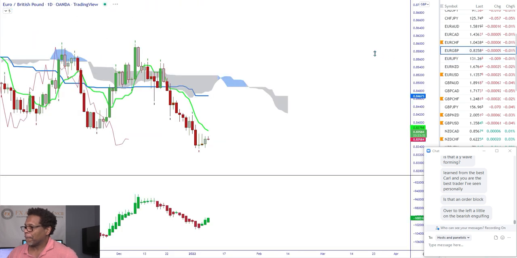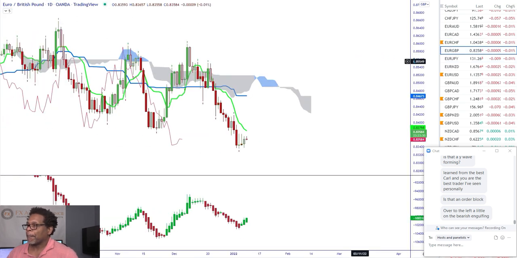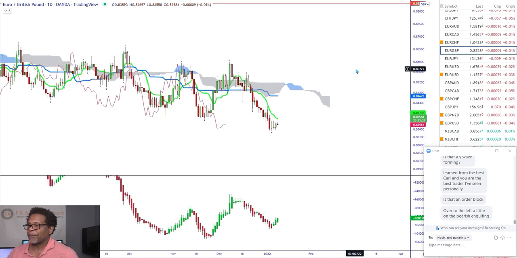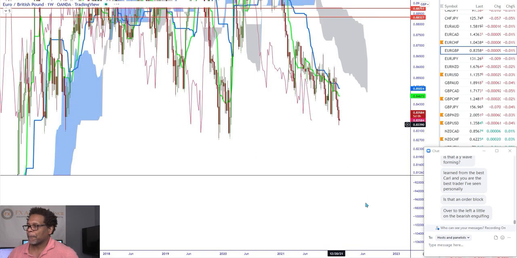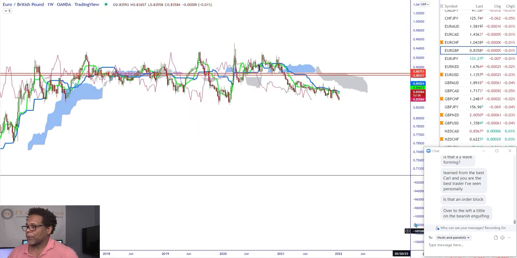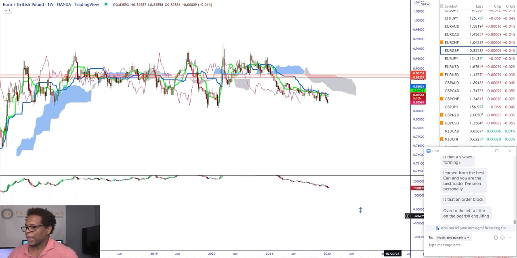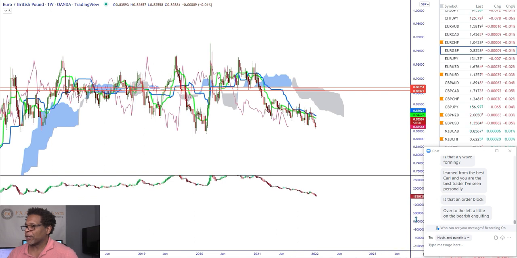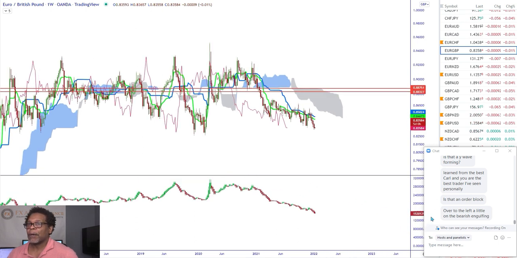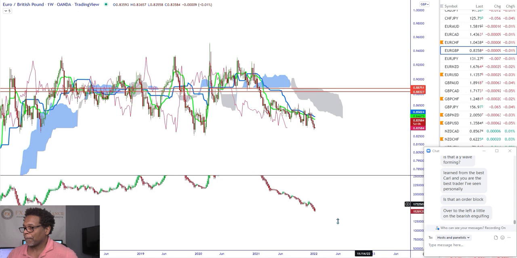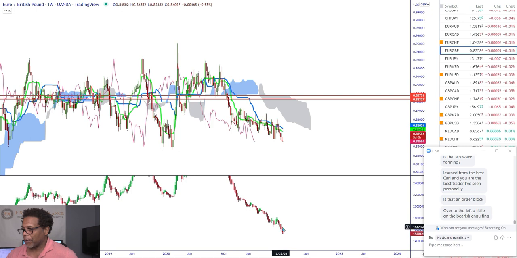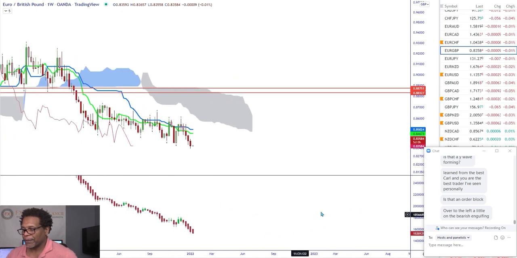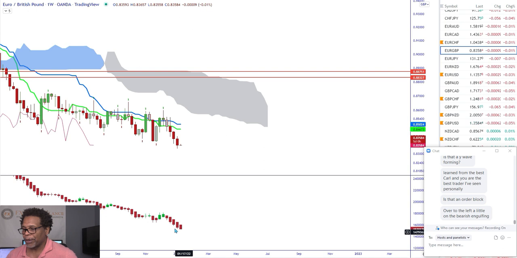Euro pound. So Euro pound weekly. Let's get this auto. Let's find this thing. Where is this thing? Here it is. Very bearish market. Euro pound. And you could see even strong supply in the market right now, and your Heikin-Ashi candles are pretty much bigger.